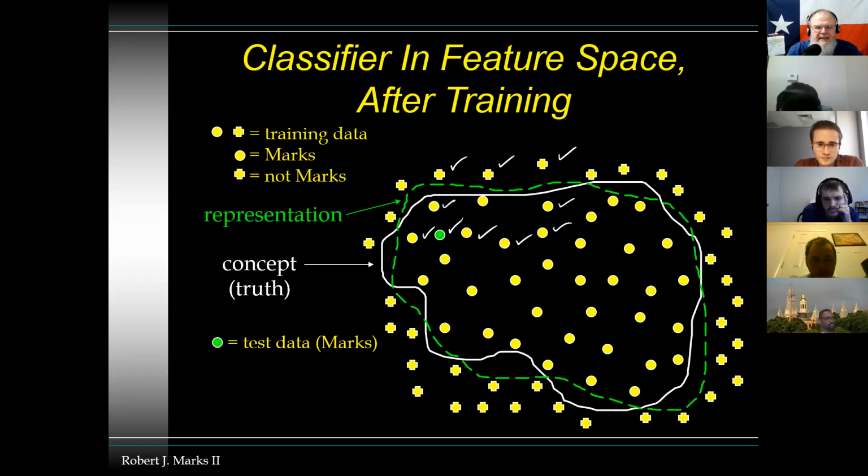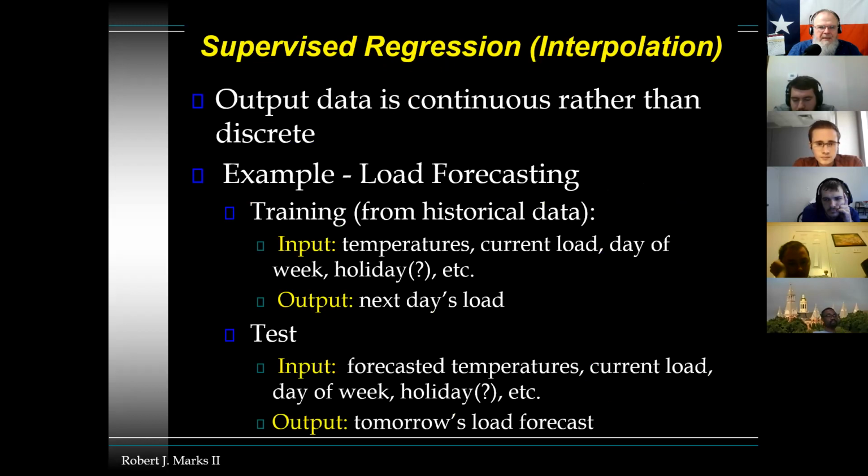Now there is a truth. We can assume that there's maybe an underlying truth between Marxes and not Marxes, and that's given by the white line here. This is represented by the concept. Usually what happens when you train a neural network is it gives you a representation. That representation is hopefully close to the concept and can truly differentiate between Marxes and non-Marxes. And so our job is to get this representation closest, in some sense, to the truth.